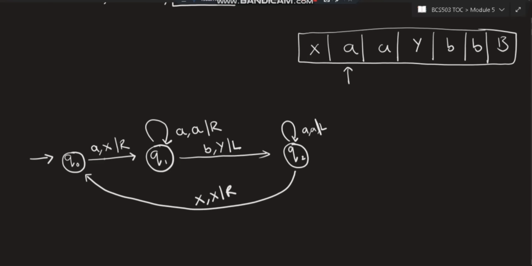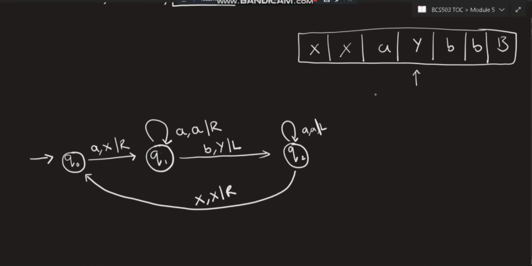Okay. So again, let's trace what will happen. Now I'm in this state. I encountered A. Yes, I encountered A. Mark it as X and move right. Now here A. I moved right. I moved into this state. AAR. Keep it A only and move to the right.